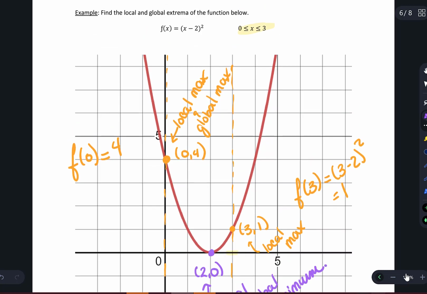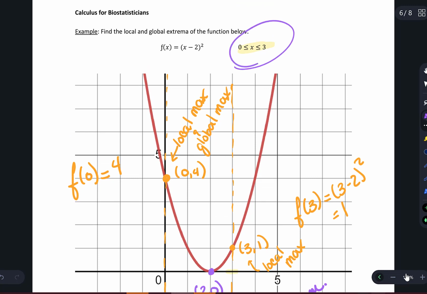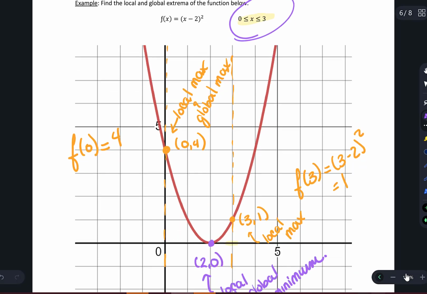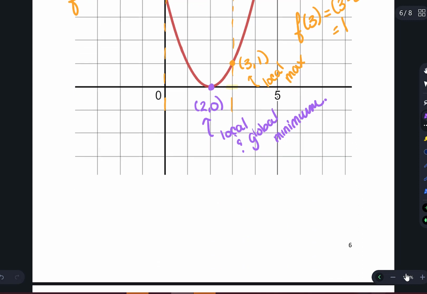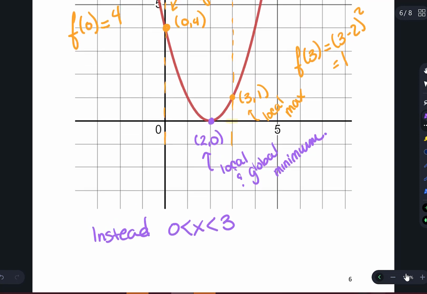And again, this works because we have the closed interval. Now notice if instead we had looked at the open interval from 0 to 3, in this case, we would still have that local and global minimum occurring at 2, 0, but there would be no maximum. So it's still possible to have global or even local maximums and minimums when you have an open interval. It's just not guaranteed that you're going to have them.